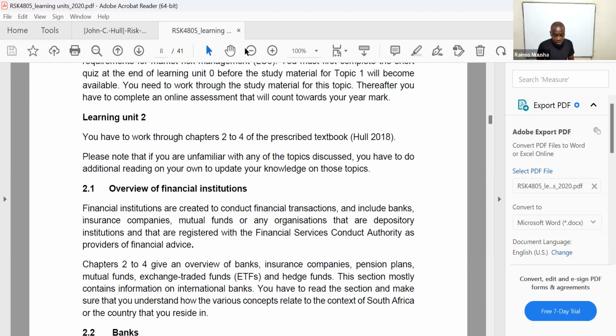So because of this, make sure that when you go through the textbook, you're always referring back to the study guide, because the study guide will tell you exactly what you need to cover and what you don't need to cover in the textbook, so that you don't end up wasting a lot of time going through material which is not necessarily relevant for you to know when it comes to preparing for your exams.